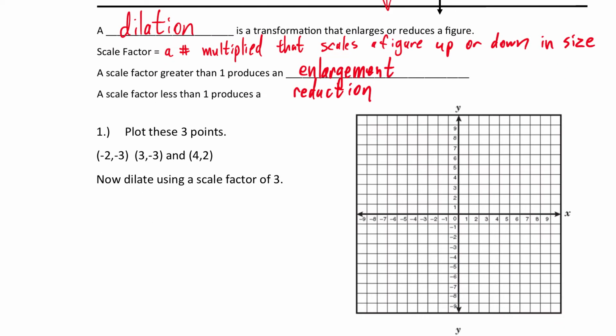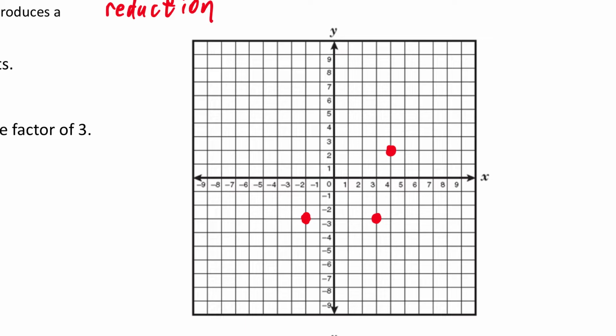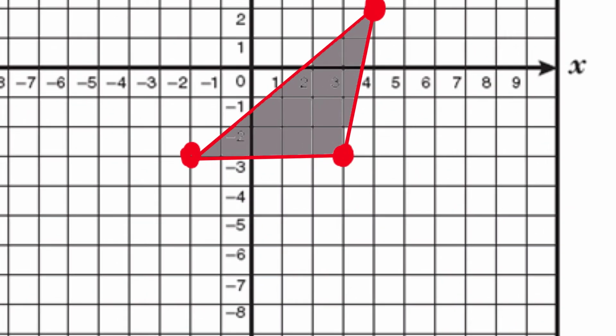So on number 1, go ahead and plot those 3 points and make that triangle. All right, so it's going to look like that.